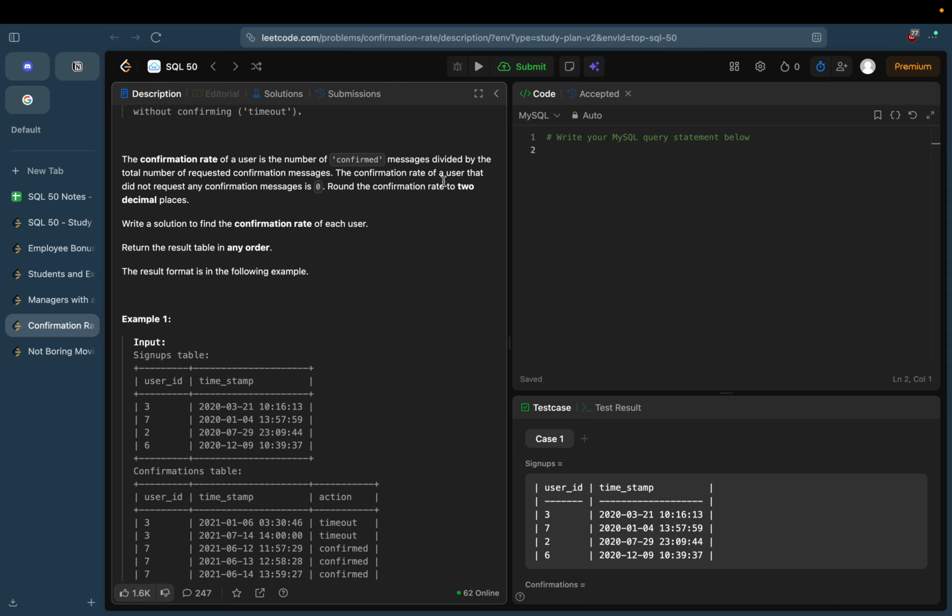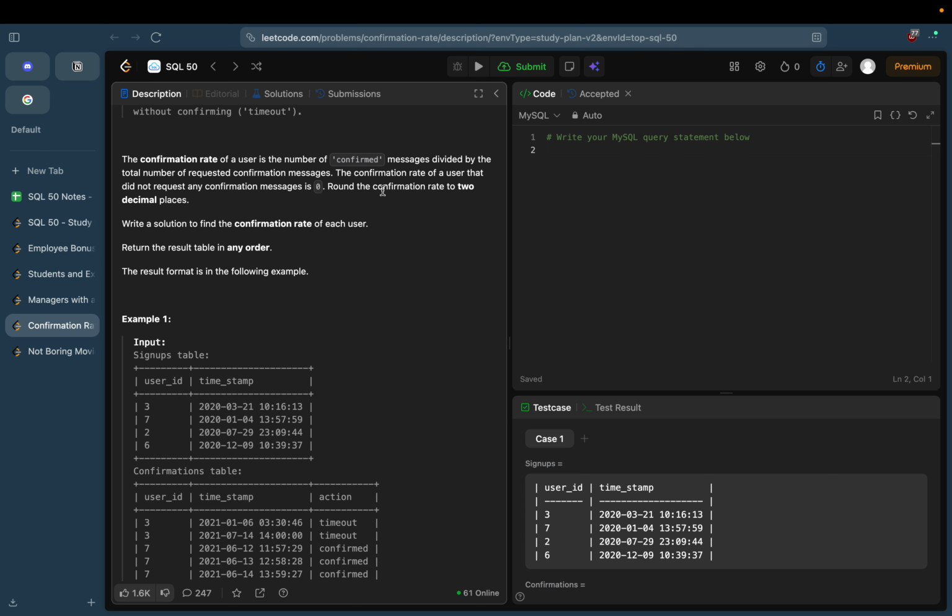The confirmation rate of a user that did not request any confirmation message is 0. Alright, this condition will help us solve for the divide by 0 error. So if someone has no confirmation messages, we have to populate their confirmation rate as 0. Round the confirmation rate to 2 decimal places. We'll be using the rounding function as well.